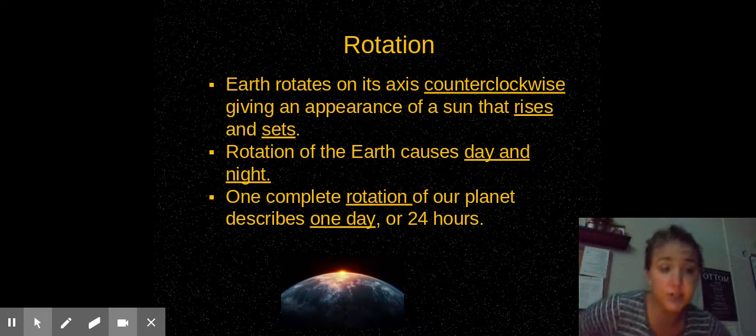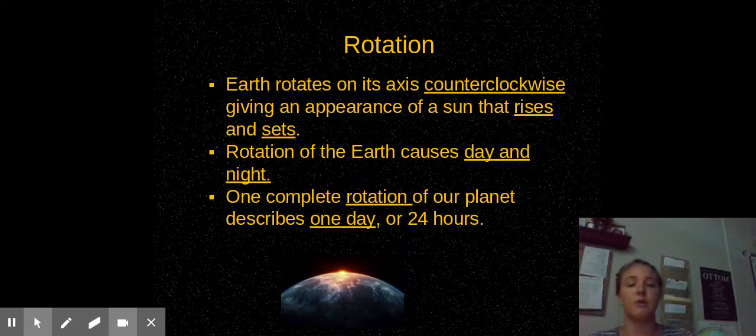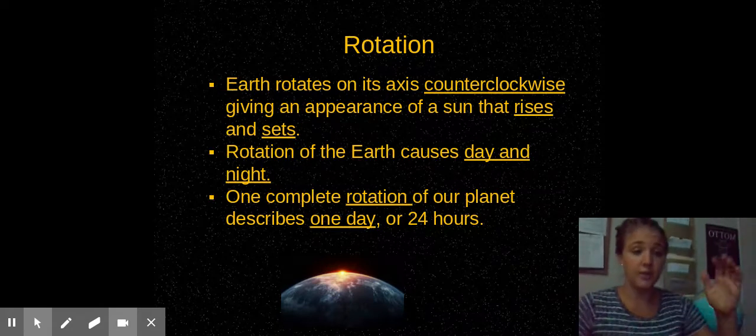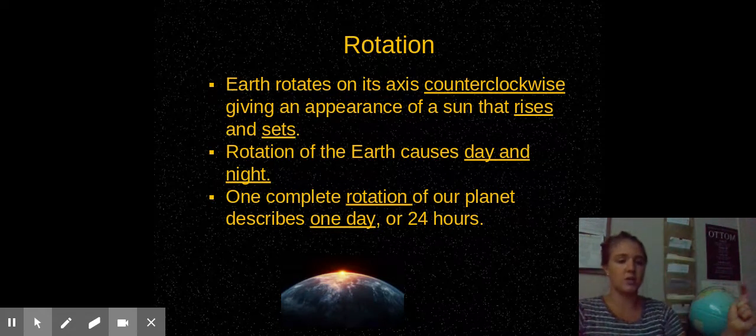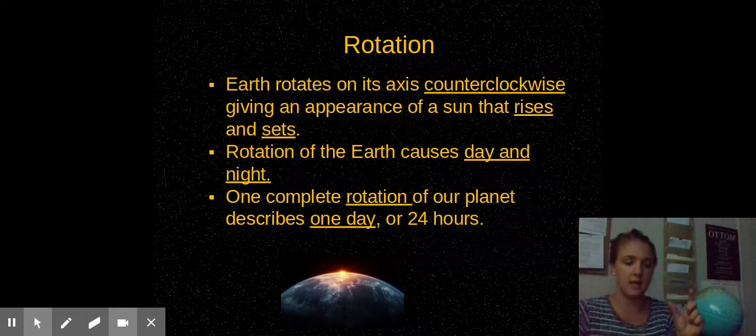You can actually test this at home on your own. If you go into a dark room and have someone hold a flashlight like this, and then stand here and spin like this, it would look like to you, if you didn't know you were moving, that the flashlight is moving across the sky, but it's not actually. You are the one rotating. You're actually the one spinning on your own.